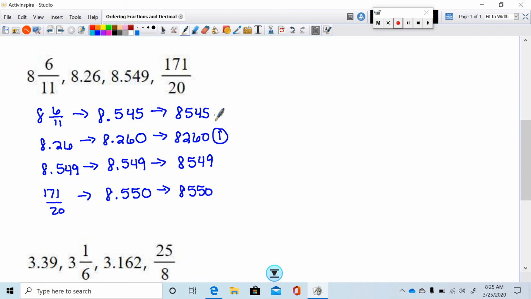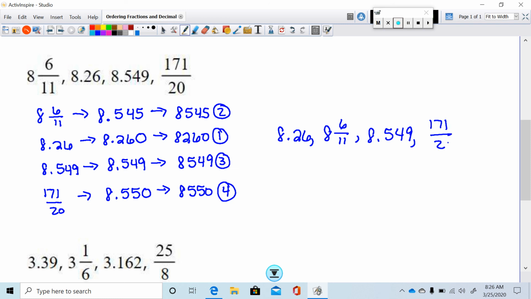So I have, the smallest number is this one. And then 8,545, 8,549, and 8,550. These were all close together. Okay, so the first one is 8.26 because we're going from smallest to largest. The second one is 8 6/11. The third one is 8.549. And the fourth one is 8 17/20. Least to greatest.